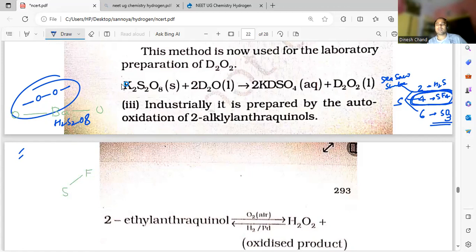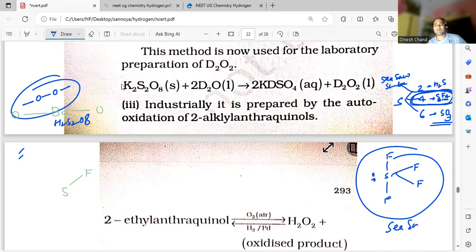VSEPR theory. See, sulfur has 6 valence electrons. Out of 6, 4 are used in bond formation and 1 lone pair remains. So the total number of pairs becomes 5. 5 means trigonal bipyramidal. So trigonal bipyramidal S, here is the F, this is the F, here is the F, this is the F, and the lone pair is here. So what is the shape? Seesaw shape. Geometry is trigonal bipyramidal. Lone pair electrons do not participate in bond formation.